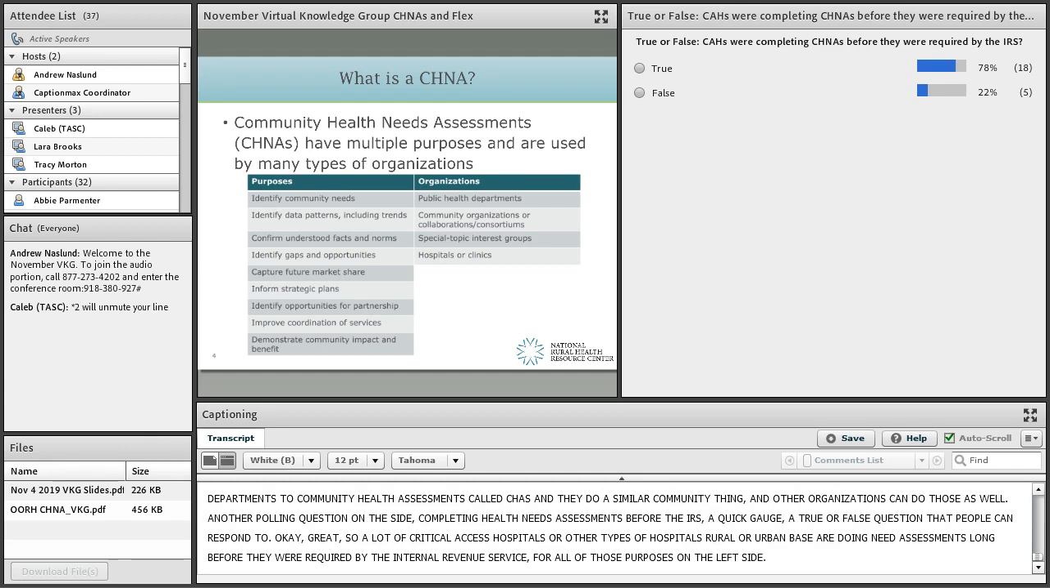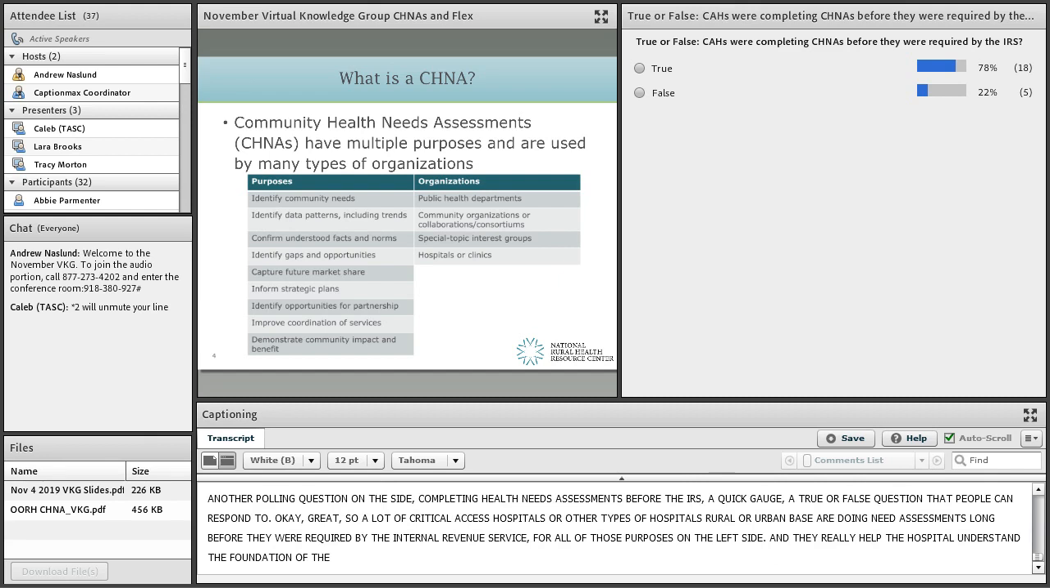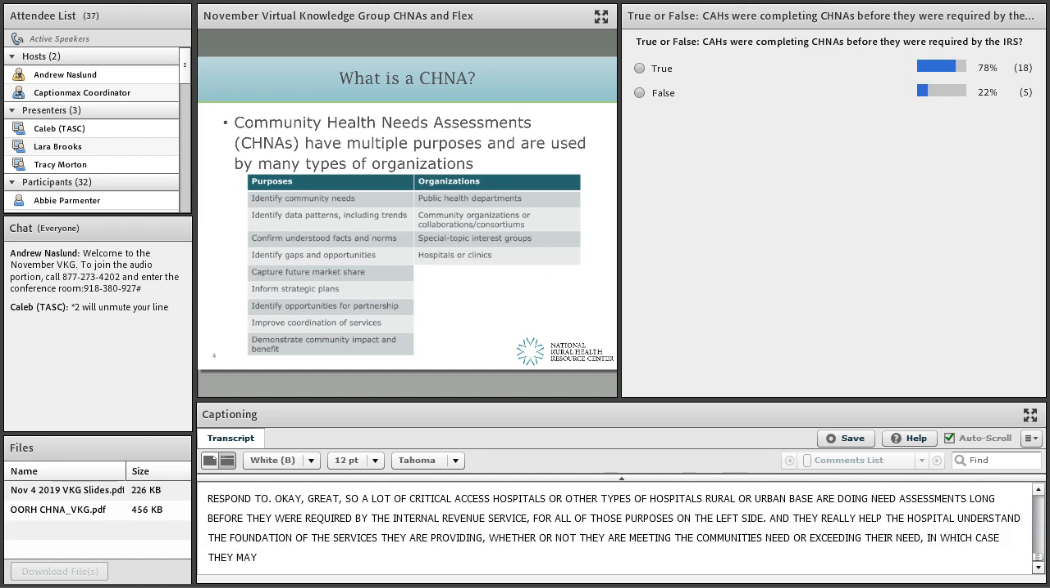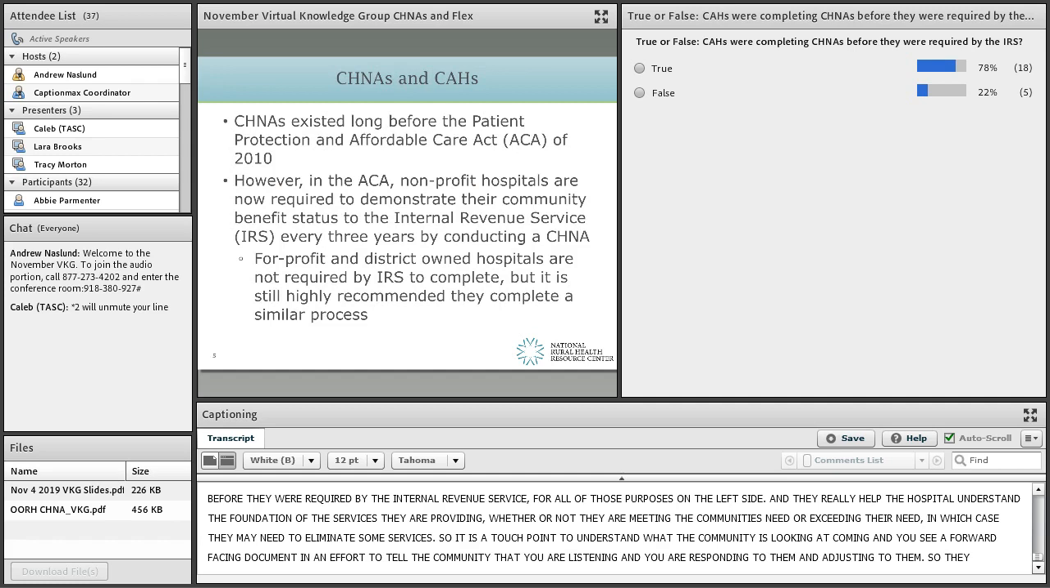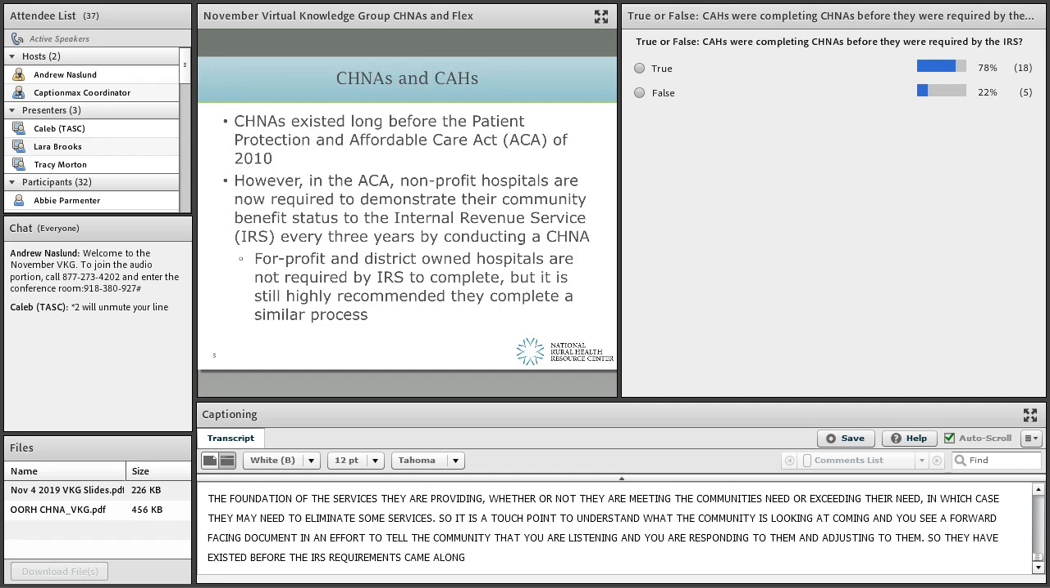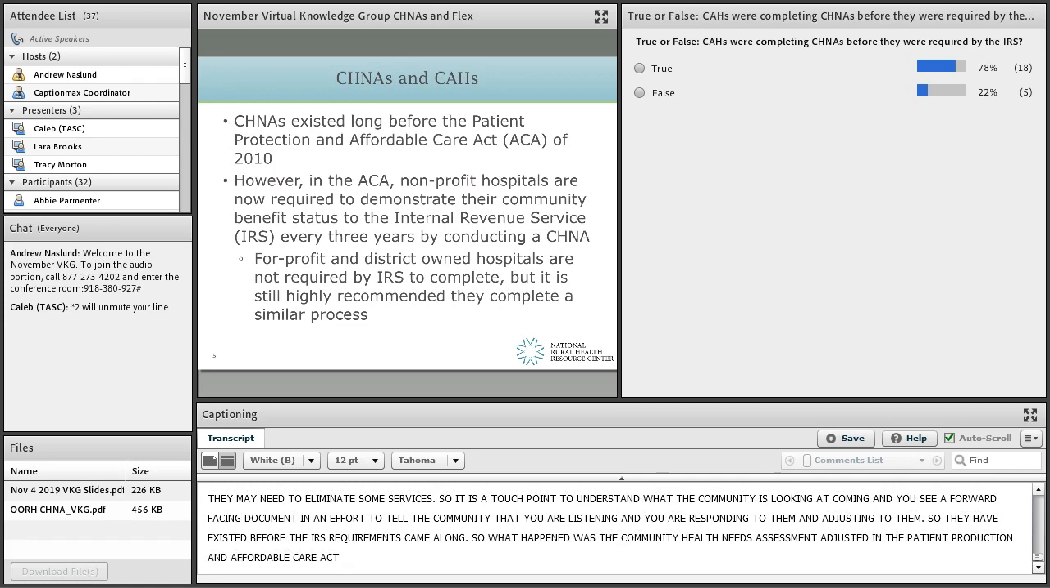Okay, great. So yes, a lot of critical access hospitals, or other types of hospitals, rural or urban-based, were doing community health needs assessments long before they were required by the Internal Revenue Service, for all those purposes on the left side. They really help a hospital to understand the foundation of the services they're providing, whether they're meeting the community's need or exceeding it, in which case they may need to eliminate some services. It's a touch point to understand what the community is looking at, and it can be a very forward-facing document and effort to tell the community that you are listening, responding, and adjusting to them. So they existed before the IRS requirements came along.